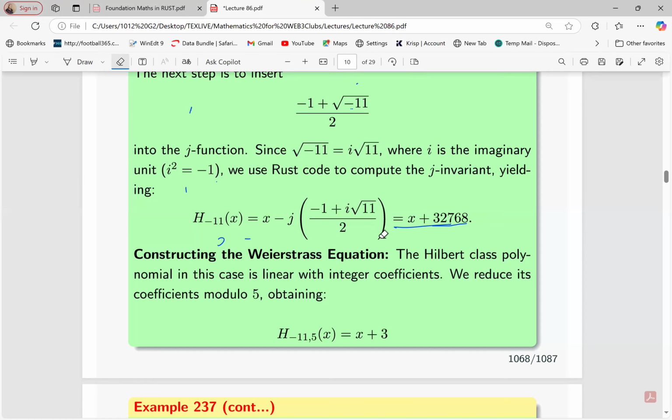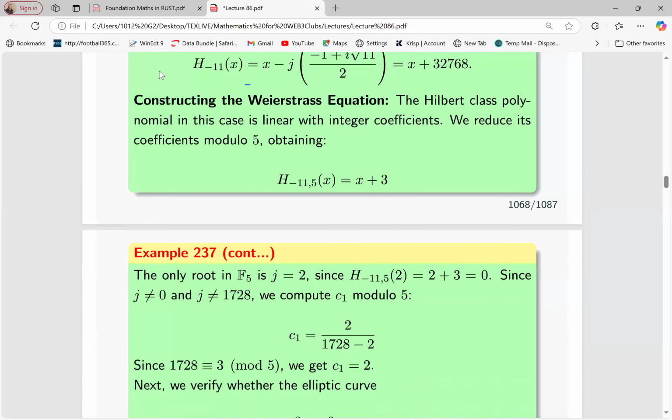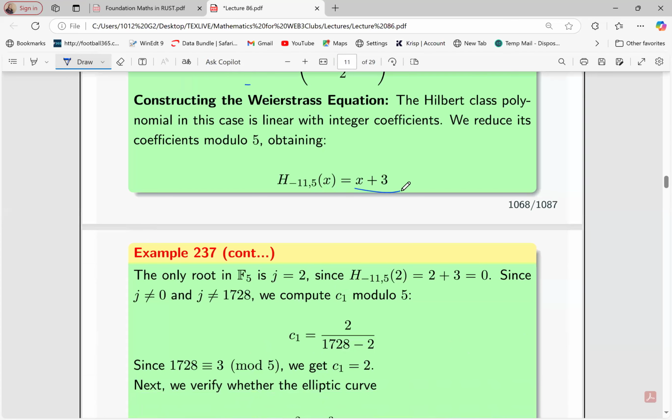Now, this is what we call the Hilbert class polynomial. And as I said, once you obtain it, we reduce it to mod 5. And when you reduce it to mod 5, this is what you arrive at.